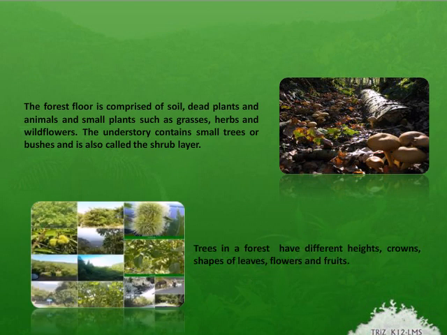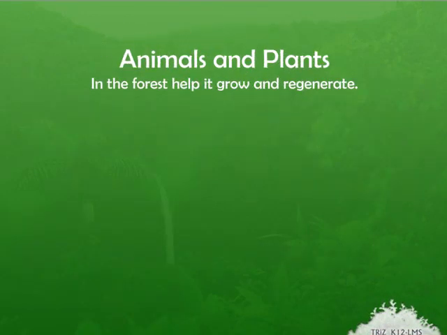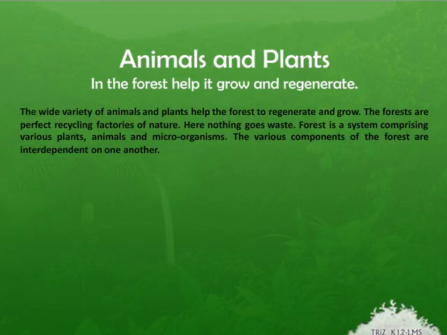Trees in a forest have different heights, crowns, shapes of leaves, flowers, and fruits. Animals and plants in the forest help it grow and regenerate. The wide variety of animals and plants help the forest regenerate and grow. The forests are perfect recycling factories of nature. Here, nothing goes waste. Forest is a system comprising various plants, animals, and microorganisms. The various components of the forest are interdependent on one another.